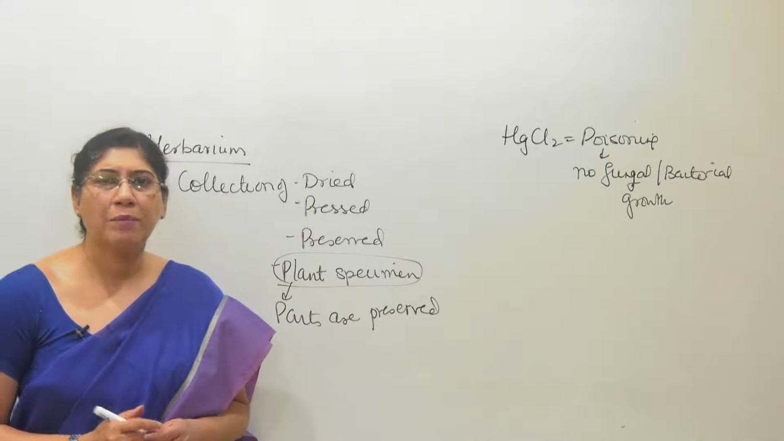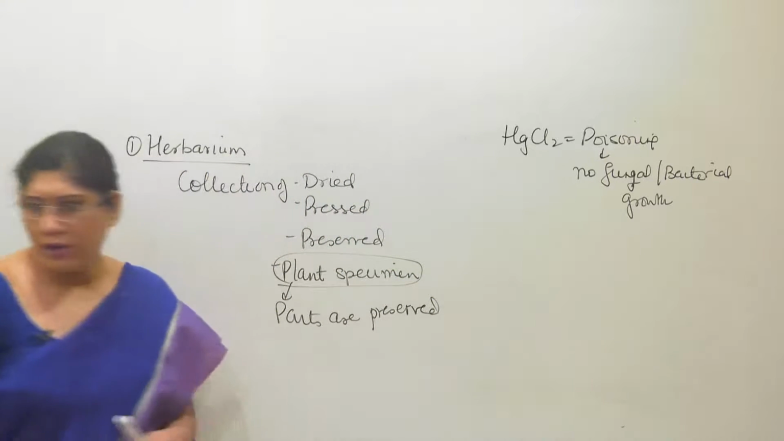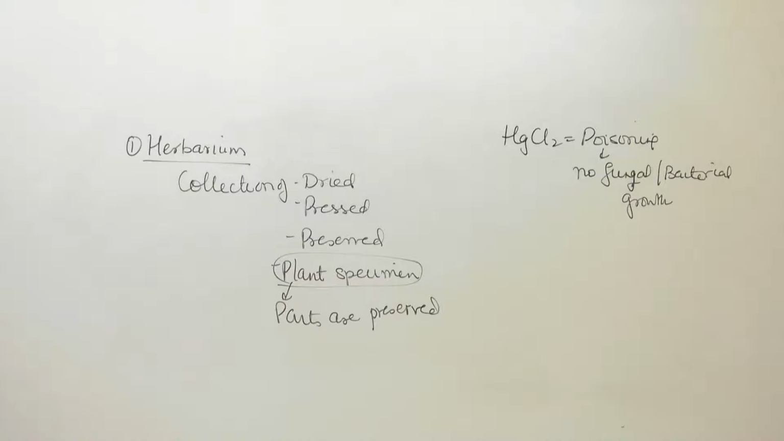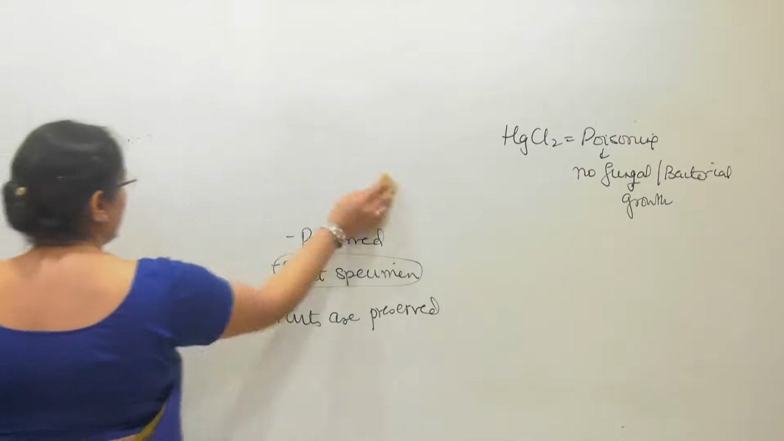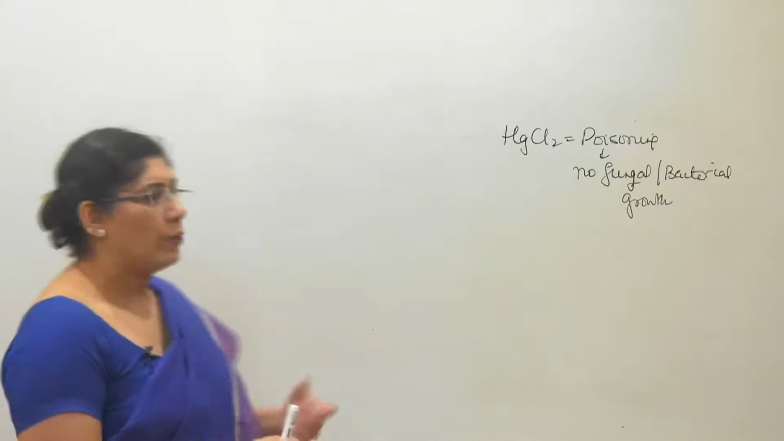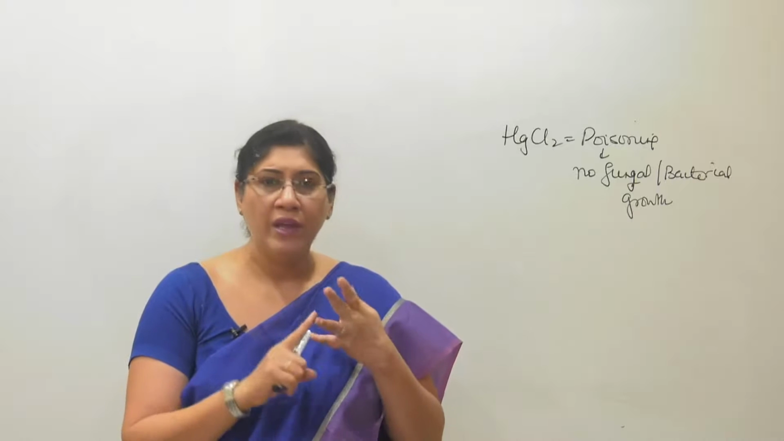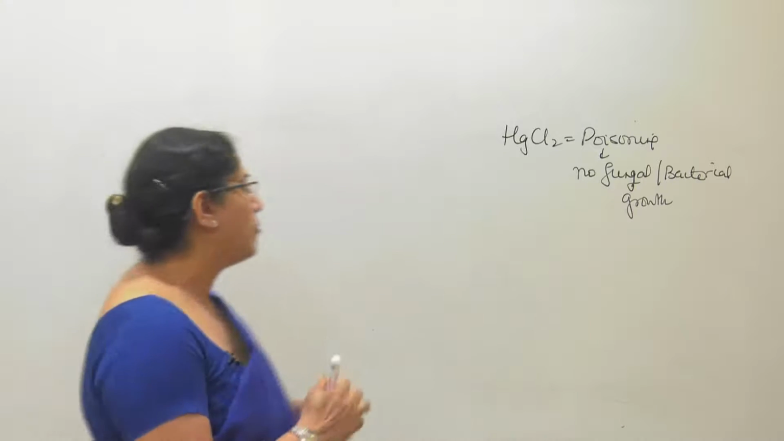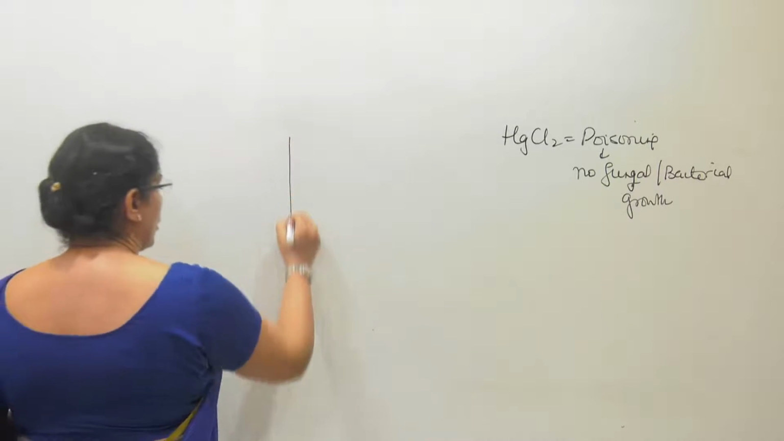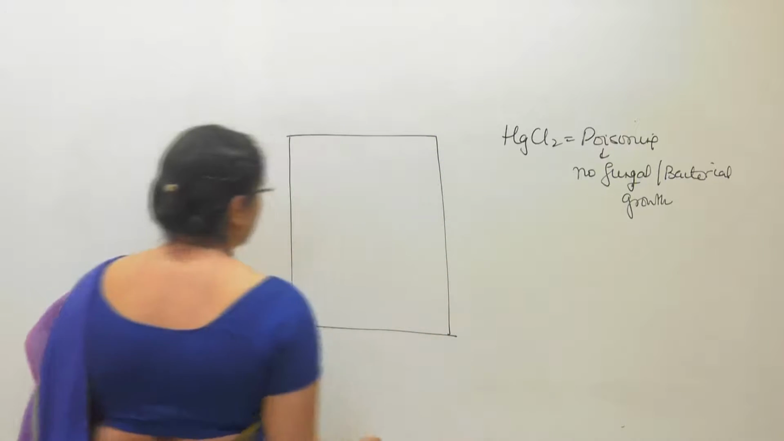So once it is completely pressed, dried, then you will mount it on a herbarium sheet. So you are going to do collection, then you are going to do pressing, drying, and then mount it on herbarium sheet. Usually the dimensions and label of herbarium sheet is asked.